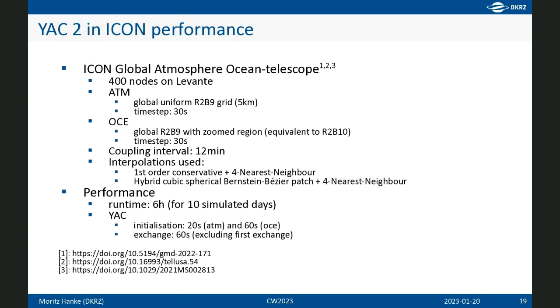And the time spent in YAC for the initialization, which includes weight generation and setup of internal data structures, was at the atmosphere 20 seconds and 60 seconds at the ocean. But actually the initialization of YAC is collective for all processes, meaning that 40 seconds of these 60 seconds in the ocean is actually the ocean waiting for the atmosphere starting the initialization. So it's 20 seconds on both sides. And the sum of all exchanges took around 60 seconds, excluding the first exchange because that again contains a lot of imbalances. On the bottom you have a couple of papers describing the setup.